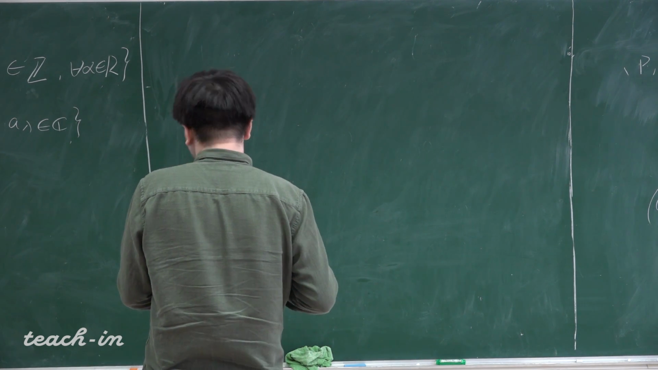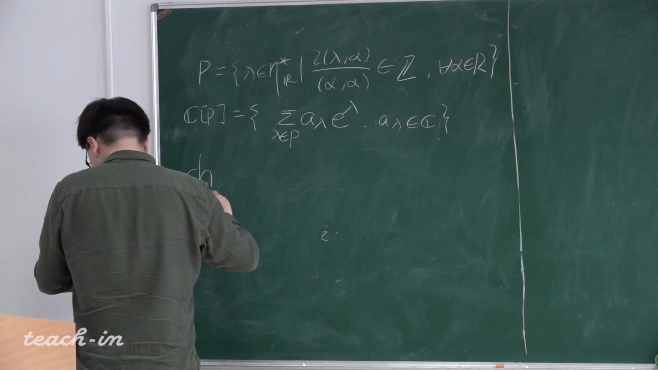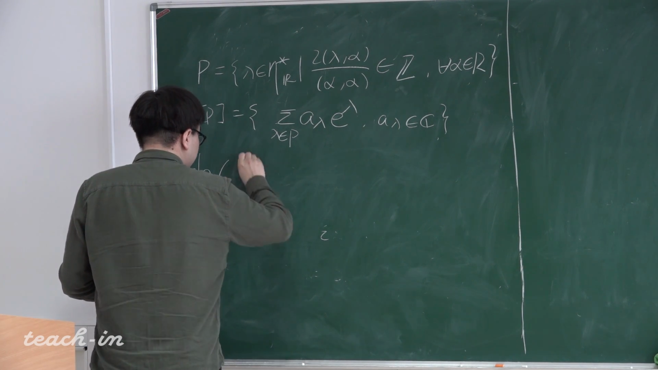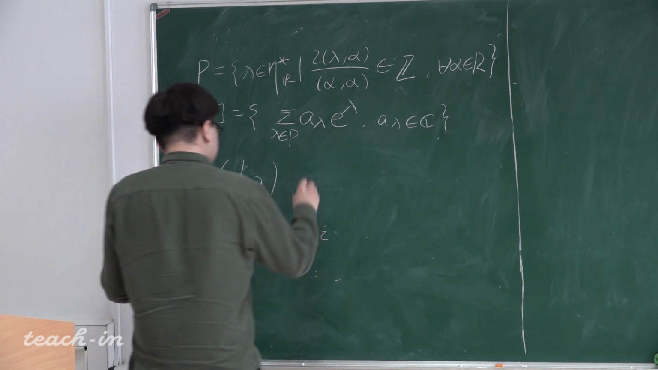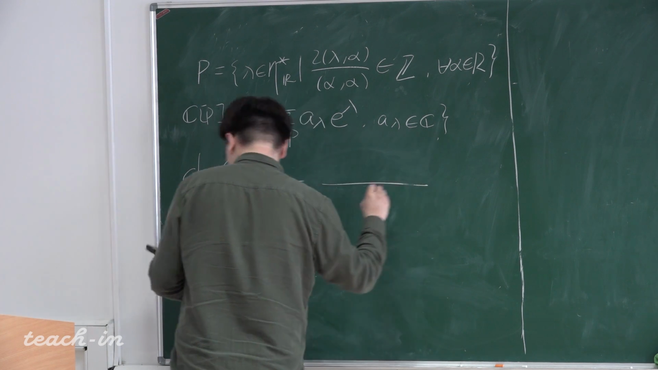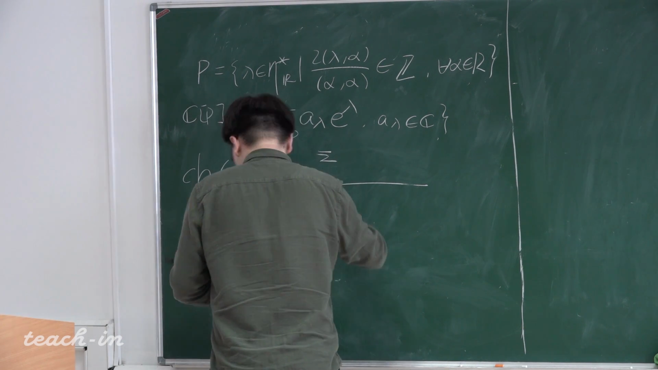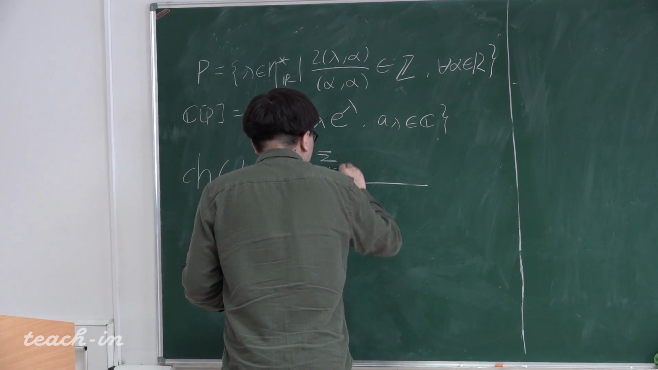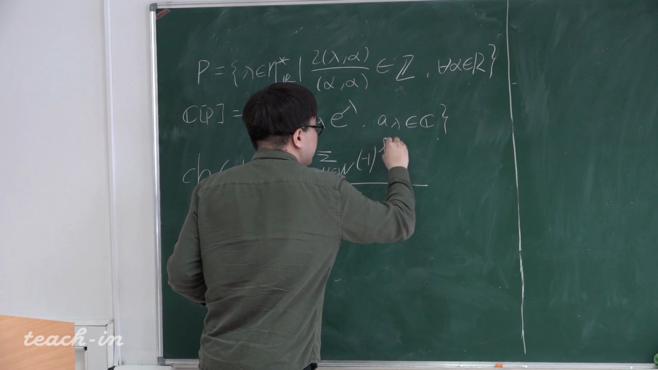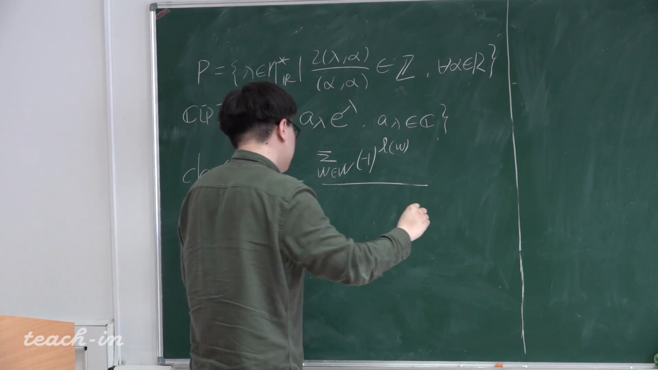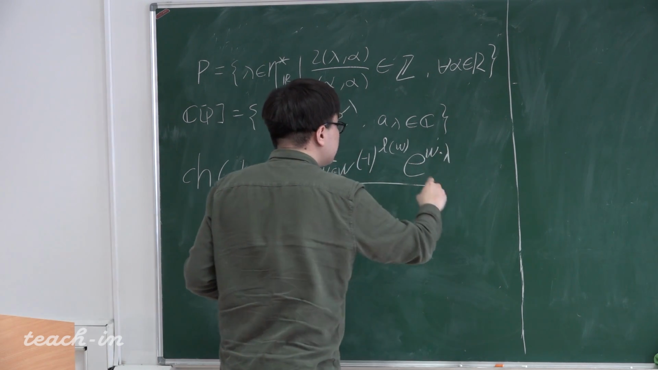Okay, so first I need the general formula: the character of some irreducible representation is given by a sum over the Weyl group, with the length of this element. This is called the shift action.